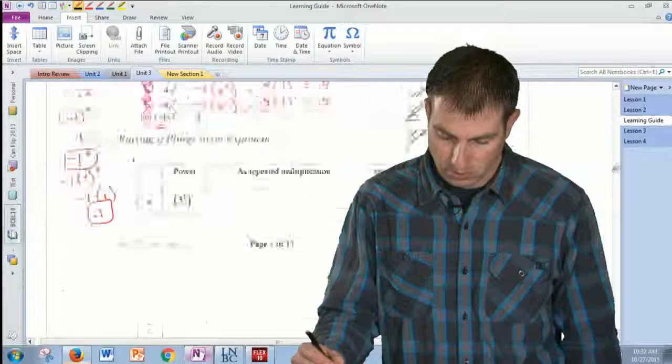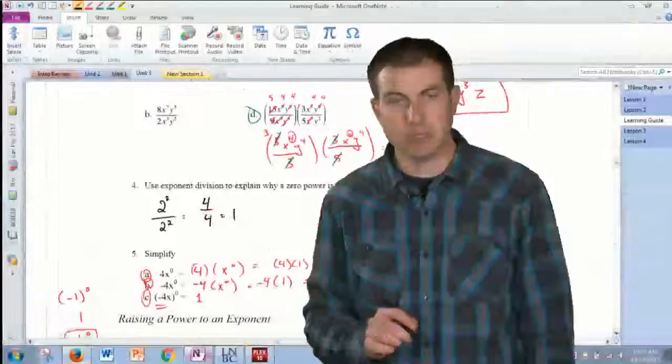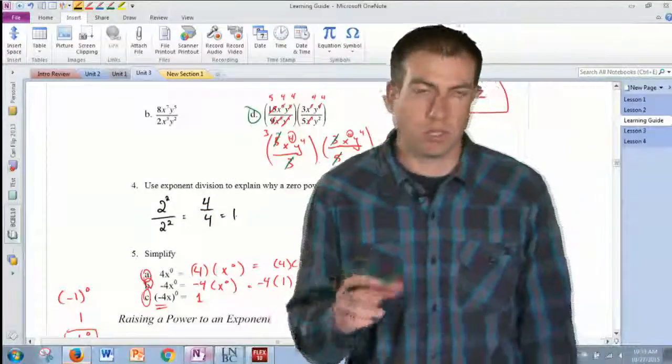This page 4, number 4. Use exponent division to explain why a 0 power is equivalent to 1. Let's pick something like 2 squared over 2 squared. If I have the same thing on the top and the bottom, these things just simply will cancel out. Or I could write them as 2 squared is 4 over 4. So 4 divided by 4 is 1. So that's if I actually calculated it. Now it really doesn't matter what the bases or the exponents are, as long as they're the same.